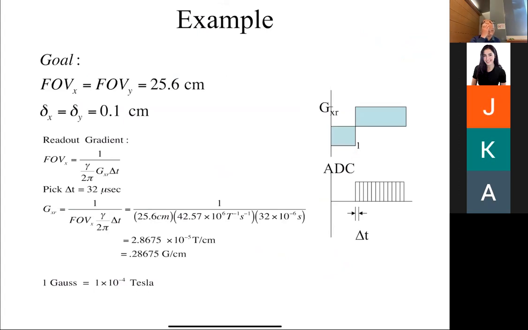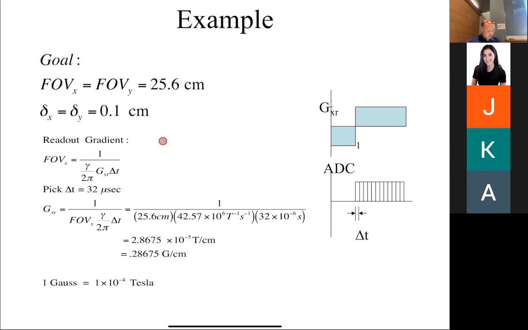Let's look at an example of this. Let's say the user said, I want the field of view in the X and Y direction to be 25.6 centimeters and delta X equals delta Y equals 0.1 centimeters. Even though we're given all these things, if I'm trying to figure out the delta K, I only have to care about the field of view. The other parameters don't matter to me at this point.